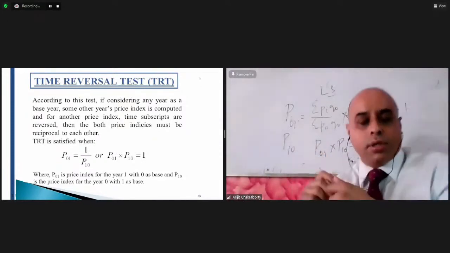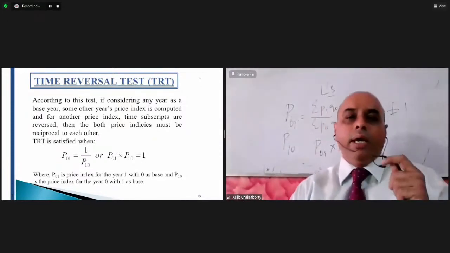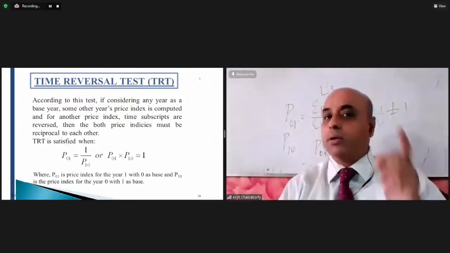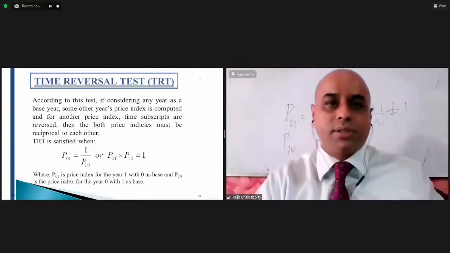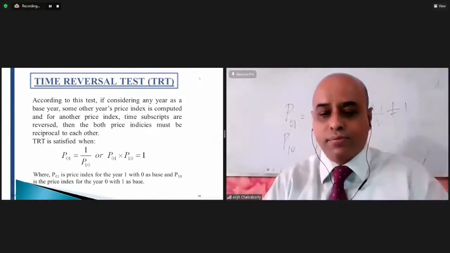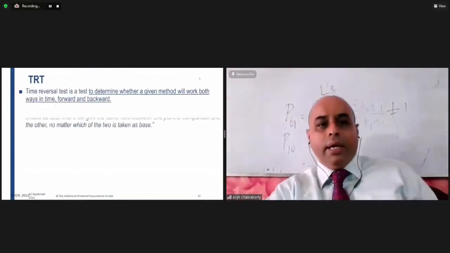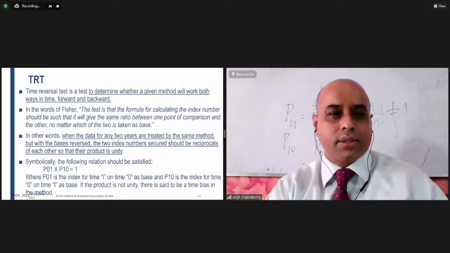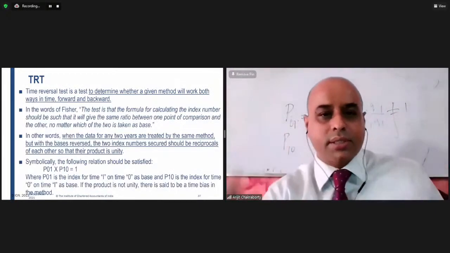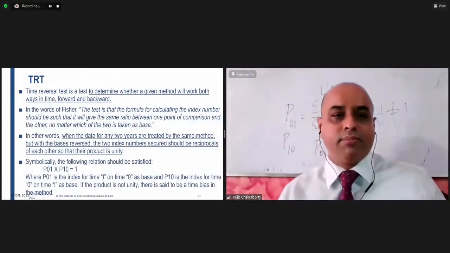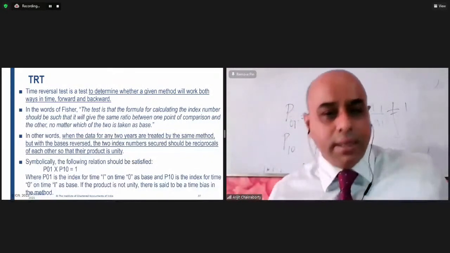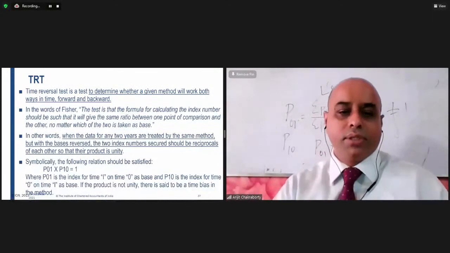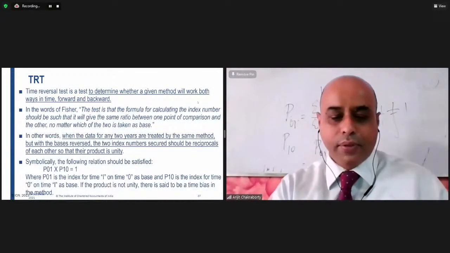So the Laspeyres index will not satisfy, and Paasche's index also will not satisfy. The only index number which will satisfy the time reversal test, please remember, is Fisher's index. In the words of Fisher, who discovered this test, the formula for calculating the index number should be such that it gives the same ratio between one point of comparison and the other. So it is nothing but P01 into P10.